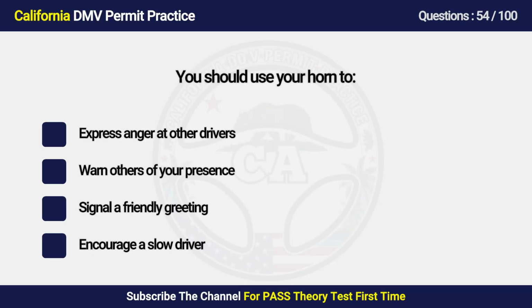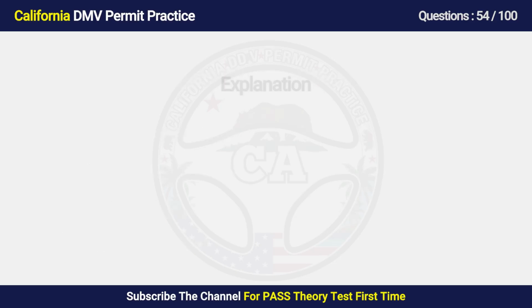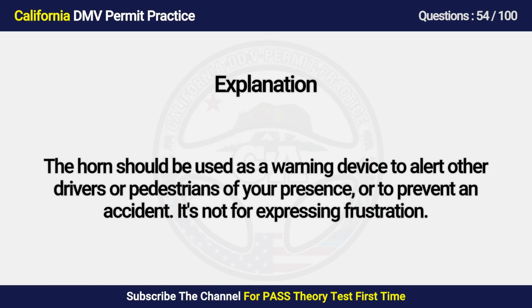Question 54. You should use your horn to A. Express anger at other drivers. B. Warn others of your presence. C. Signal a friendly greeting. D. Encourage a slow driver. Answer is B. Warn others of your presence. The horn should be used as a warning device to alert other drivers or pedestrians of your presence or to prevent an accident. It's not for expressing frustration.